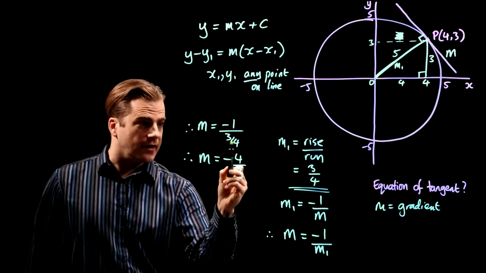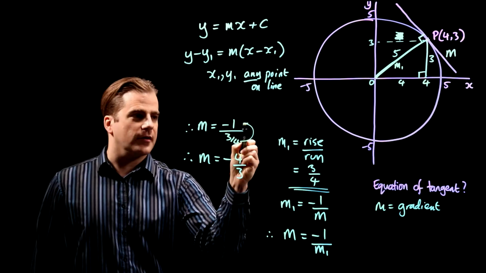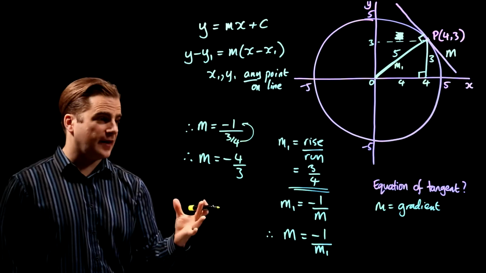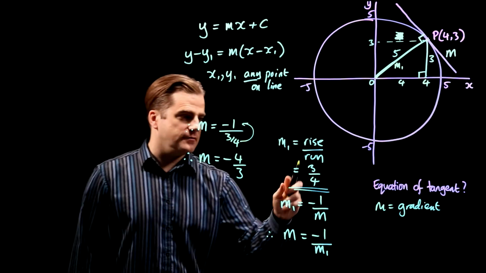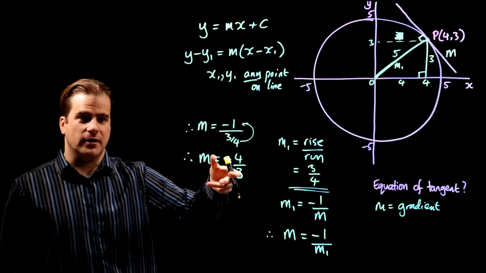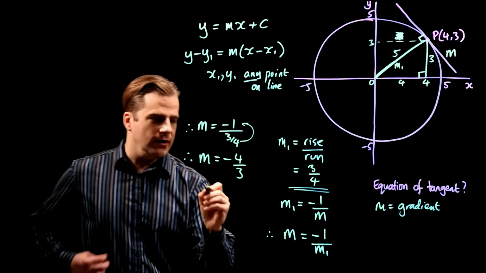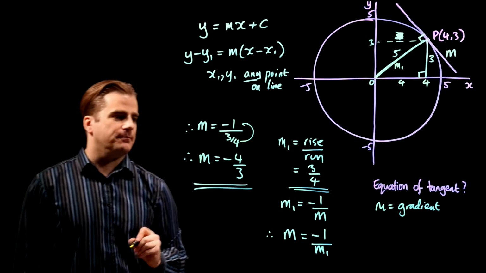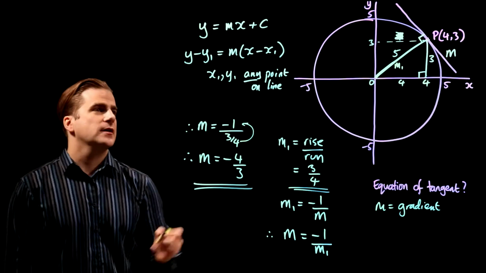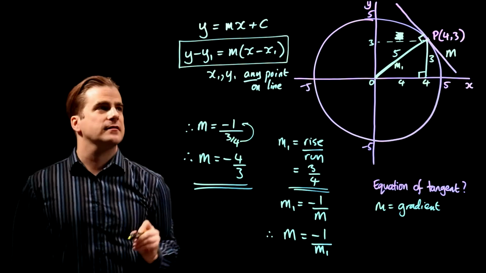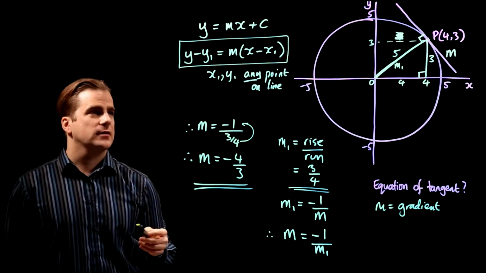Dividing and then dividing again by 4, so the 4 flips up to the top. That's one way of thinking about it. Or you can just write down straight away 3/4 flipped over and negative. So you can go straight to there if you want. Anyway, we've got m. We've got everything to put into this formula for a straight line.